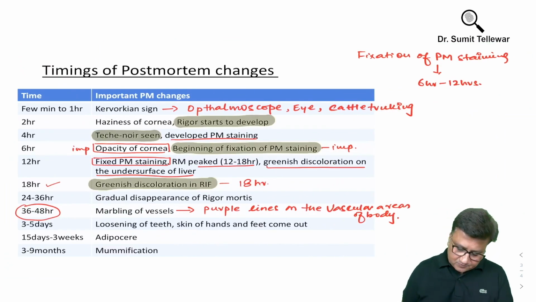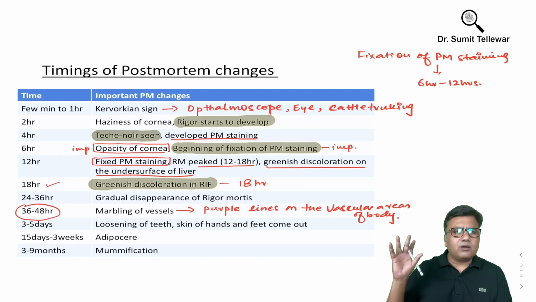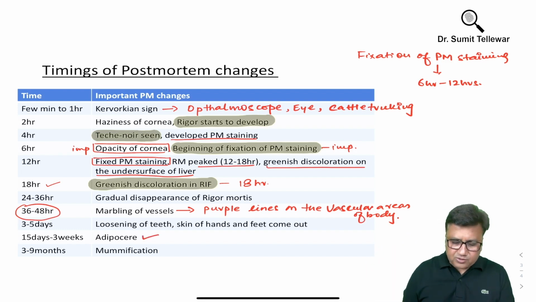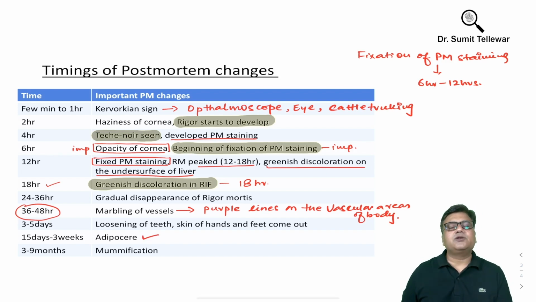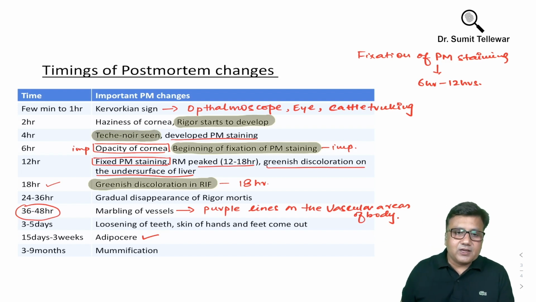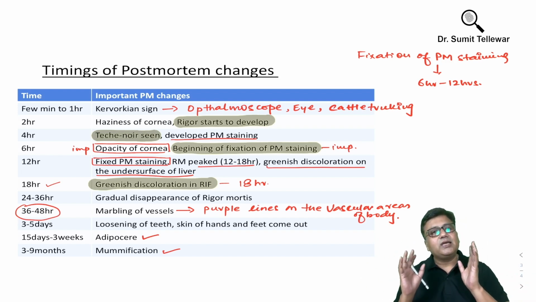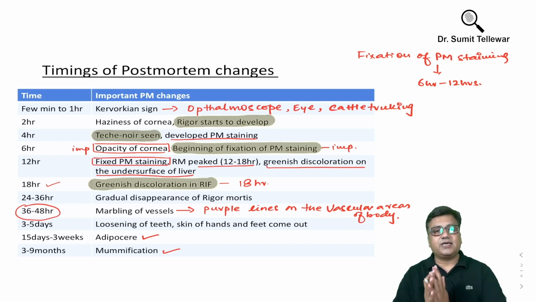3 to 5 days. Next, loosening of teeth, skin of hands and feet come out. ये 3 से 5 दिन के कैरेक्टर क्वेश्चन में बहुत कम पूछे जाते हैं. 15 days to 3 weeks, adipocere generation can be seen, but that is seen only in those bodies which are found in highly moisture areas. जहाँ पर बहुत ज़्यादा मॉइस्चर होगा वहाँ मिलेगी. 3 to 9 months, mummification can be seen developing on the body, but again ये मिलेगी वहाँ पर जहाँ पर बहुत ही ड्राई एंड हॉट एयर का एरिया है, जैसे कि डेजर्ट.